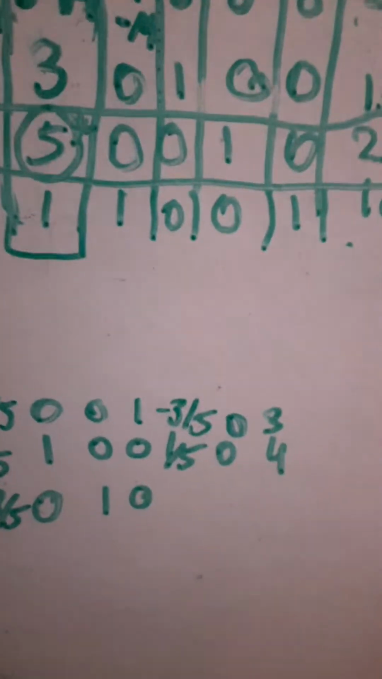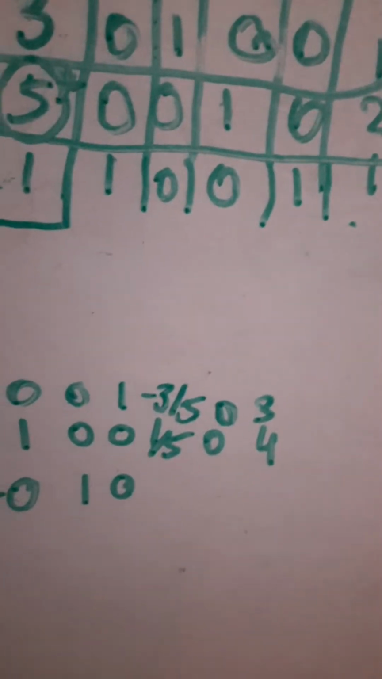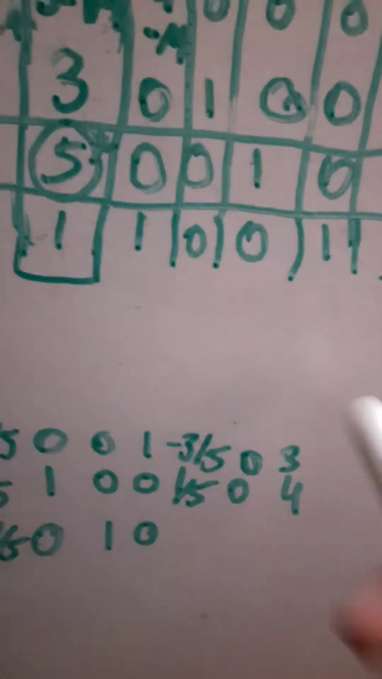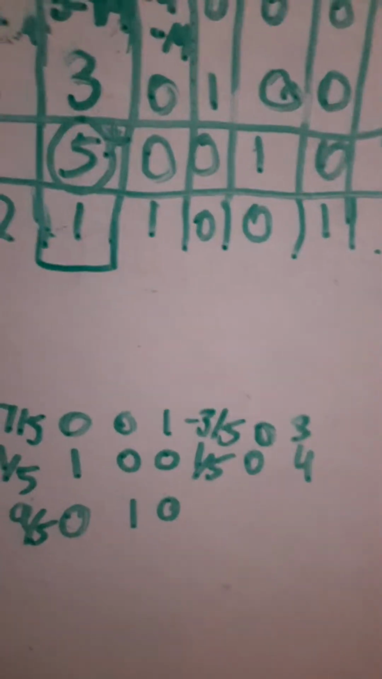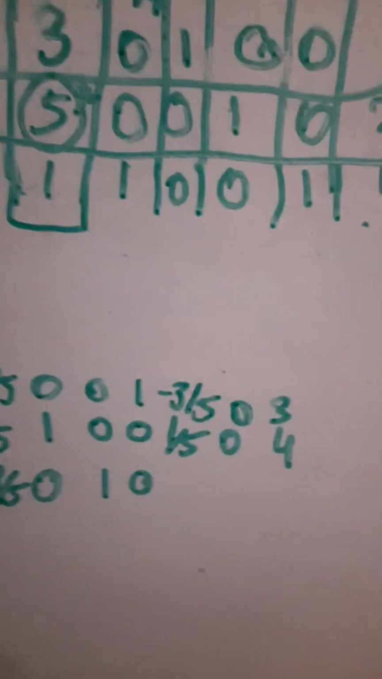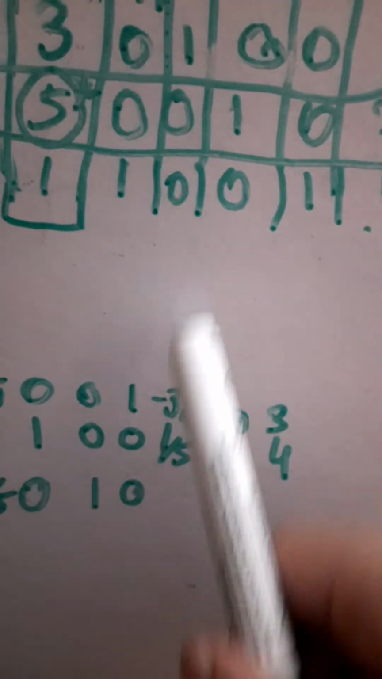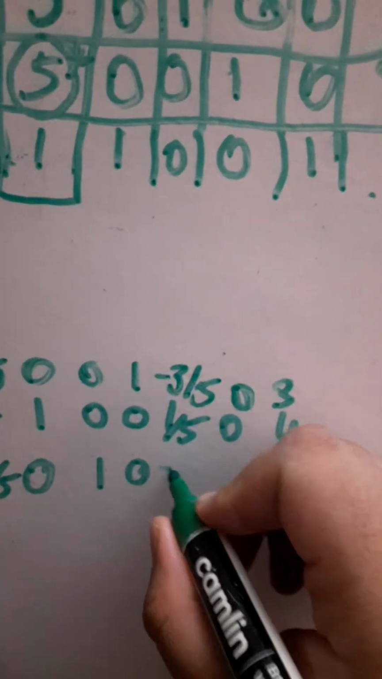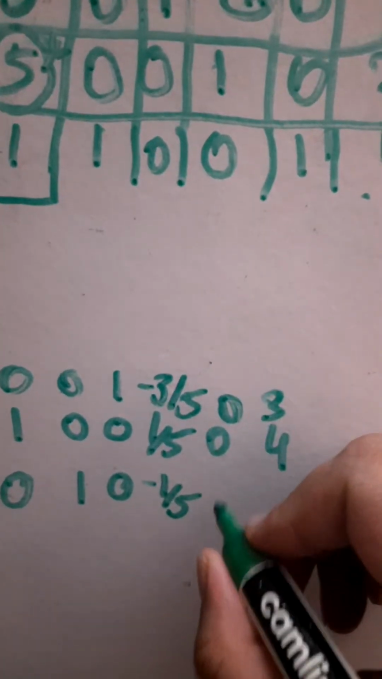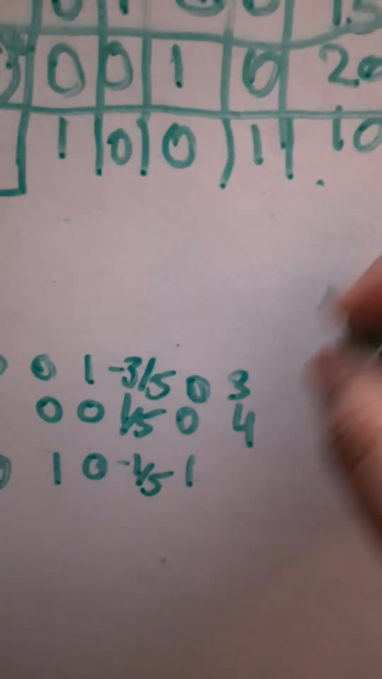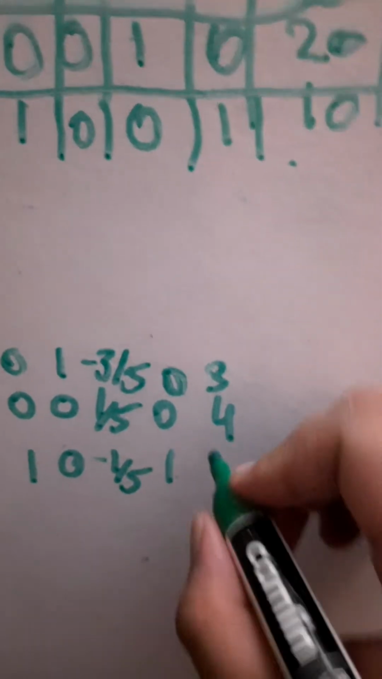For the new key row, we have to operate with old rows to get new rows, so you have to understand that. Yeah, 1 minus 0 is 1. 0 minus 0 is 0. 0 minus 1 by 5 would be minus 1 by 5. Then 1 minus 0 would be 1. 10 minus 4 would be 6.